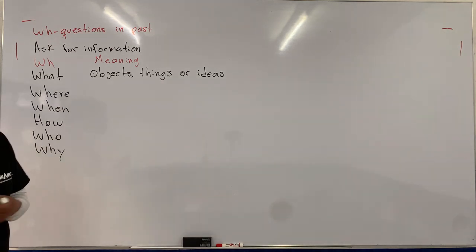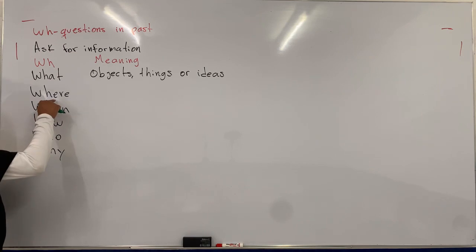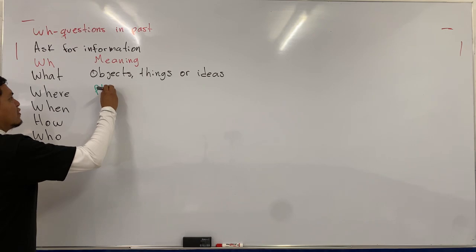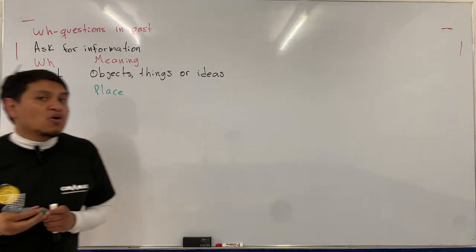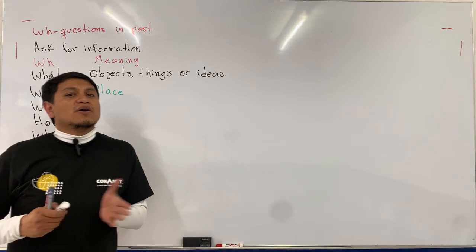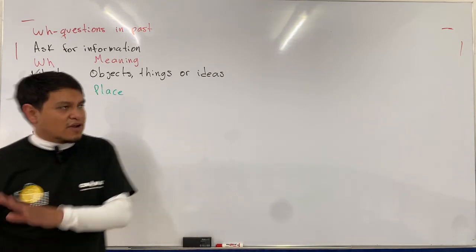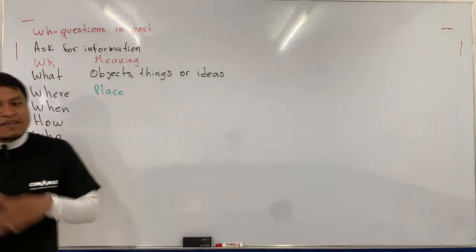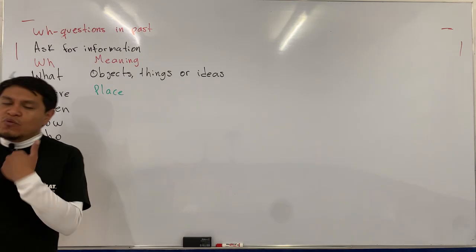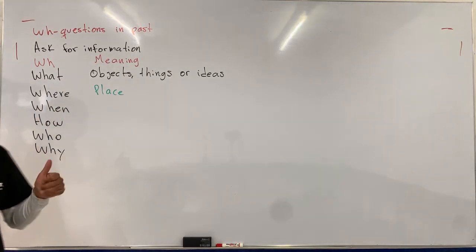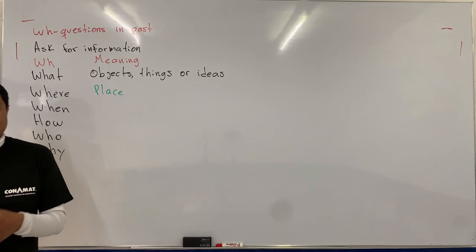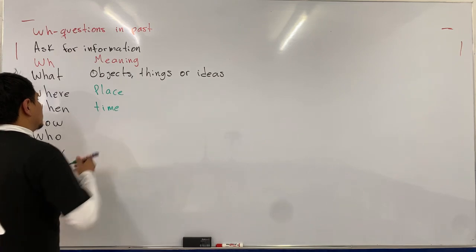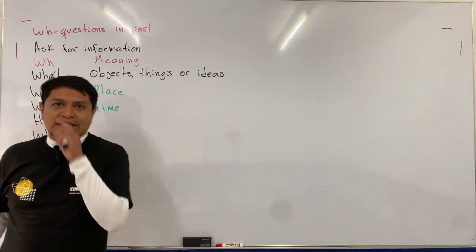Where, we use where when we ask about a place. Where do you go, all right? ¿A dónde vas? Where are you? ¿Dónde estás? Right? Where means for the place. Next, when, we use when we ask for the time, right? When does the bank open, right?